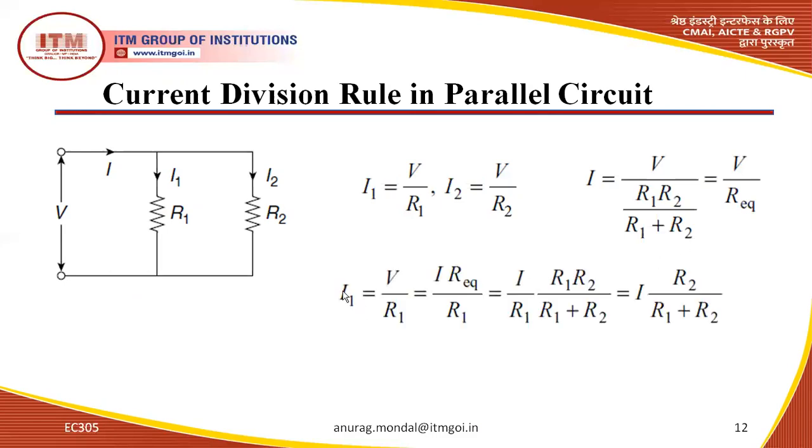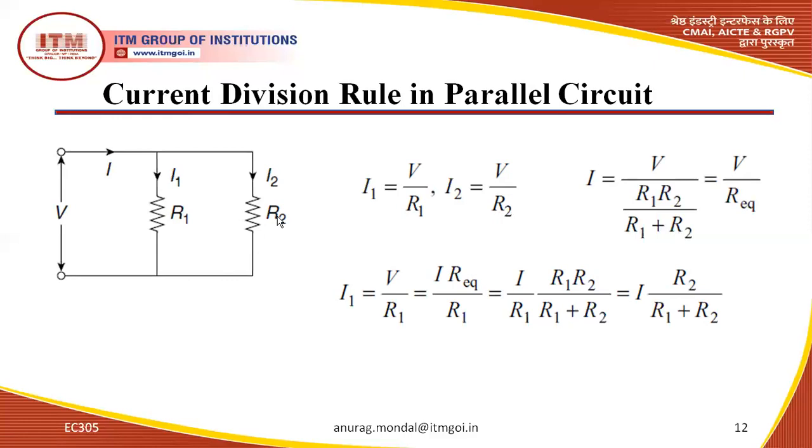Next, if we talk about finding I1, what will we do? V divided by R1. Now V we can replace with I into R equivalent, and we replace this with the help of this particular equation. We have the ultimate equation: I, that is the overall current in this combination, into R2 upon R1 plus R2. Here it is R2, and in the denominator R1 plus R2.